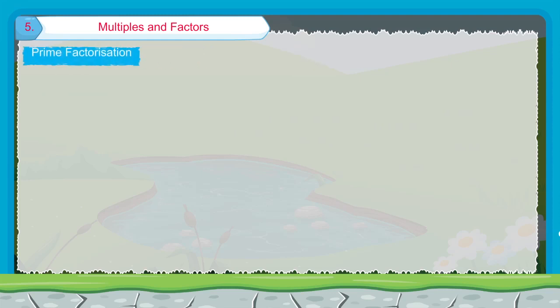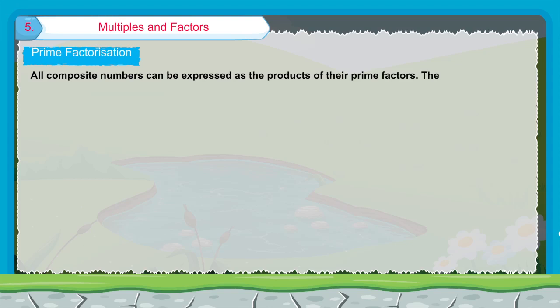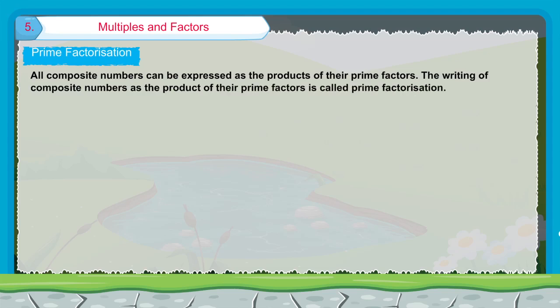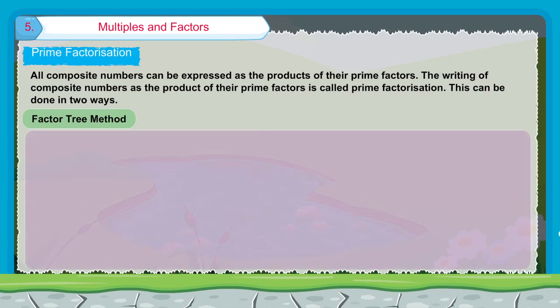Prime factorization. All composite numbers can be expressed as the products of their prime factors. The writing of composite numbers as the product of their prime factors is called prime factorization. This can be done in 2 ways. Factor tree method. In this method, we factorize a composite number till we get all its prime factors.